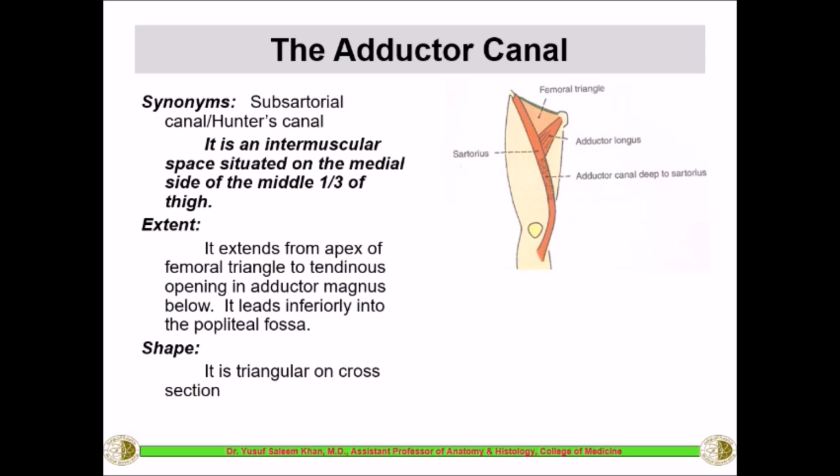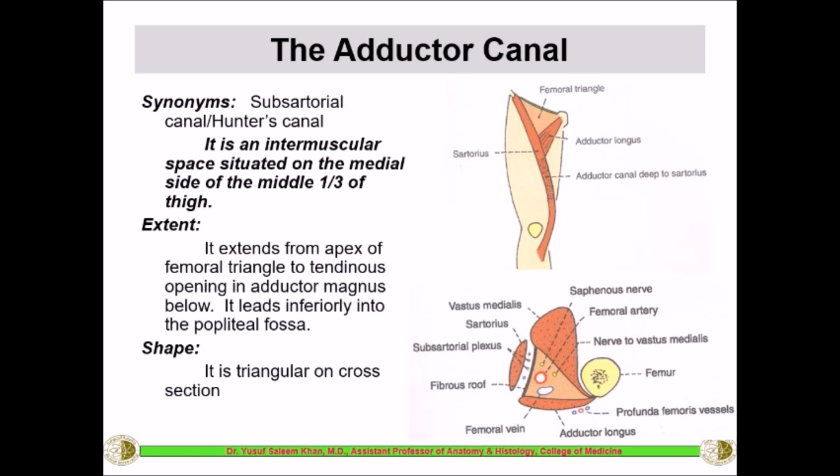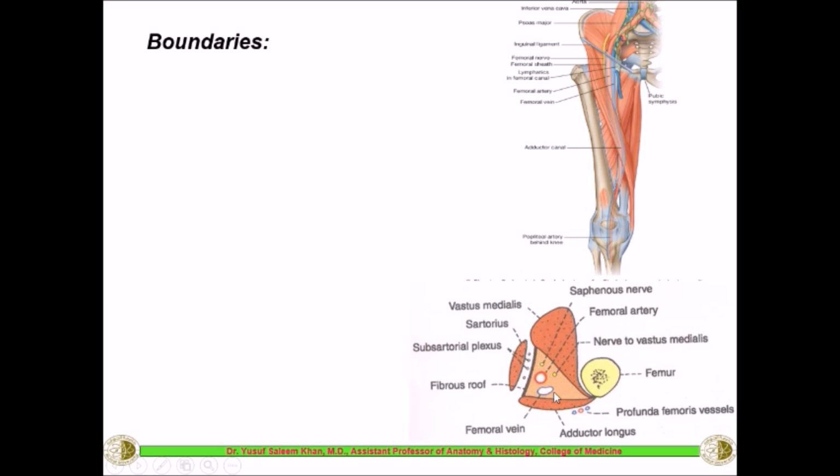The shape is almost triangular when you take a cross section. So this is how it looks. If you take a cross section of this part, then you can see how the adductor canal will look like. So what are the boundaries? Because it is a triangle, it should have three boundaries.